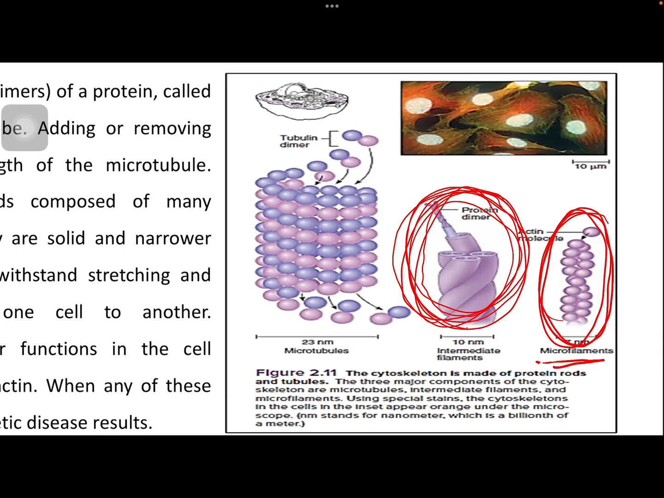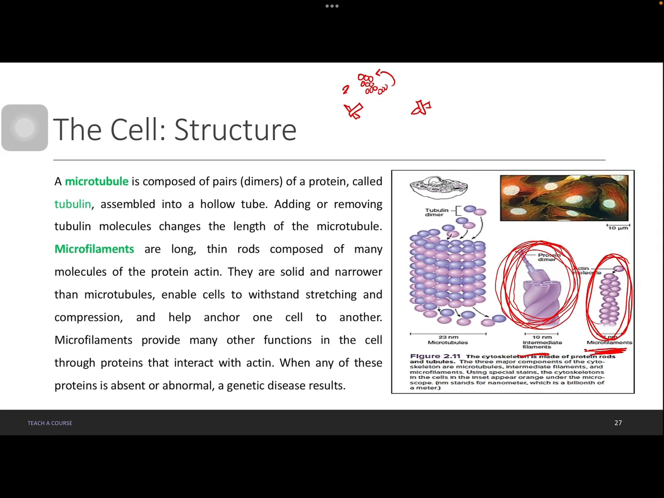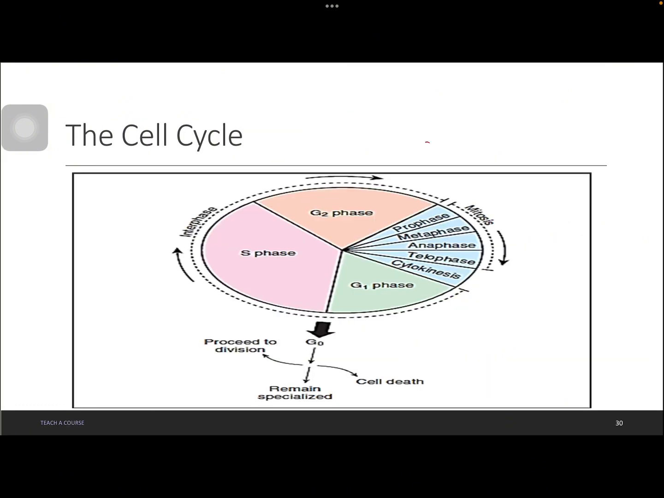Next are the intermediate filaments, which function for mechanical strength and cell shape. And lastly, microfilament functions for cell movement, cell shape, cilia, and flagella formation. Okay? So let us now tackle the cell cycle or cell division, specifically focusing on mitosis, class.